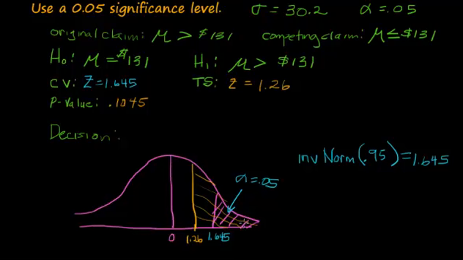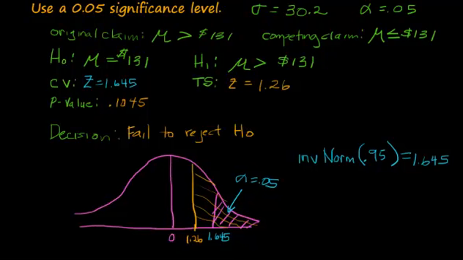Now let's look at the p-value decision. Is the p-value less than alpha? Is 0.10 less than 0.05? No, it is not. We can see the area for the p-value is larger than the area for alpha. So both of those lead us to the decision that we fail to reject the null hypothesis.